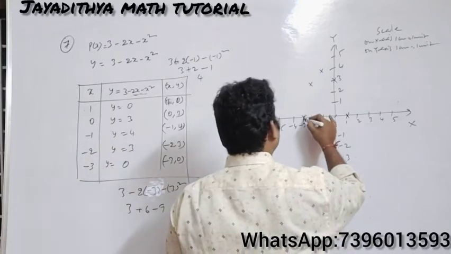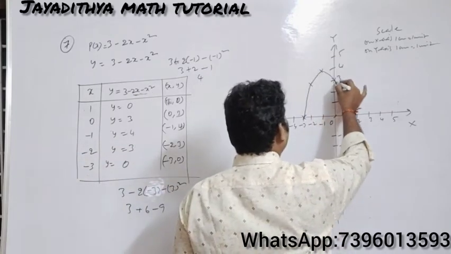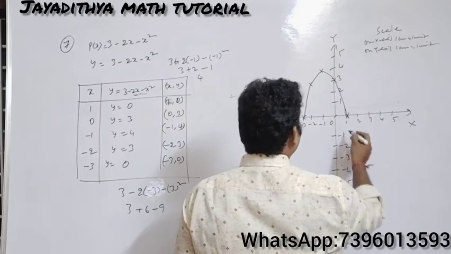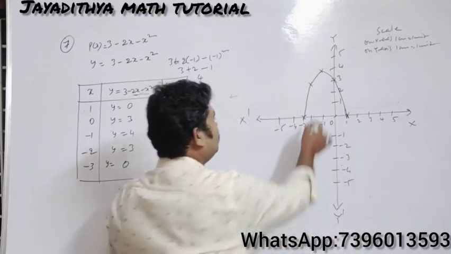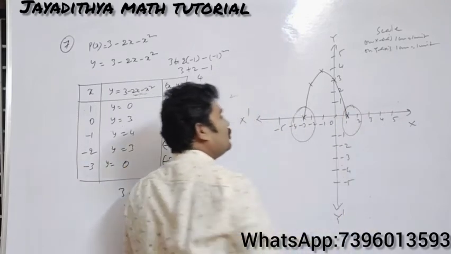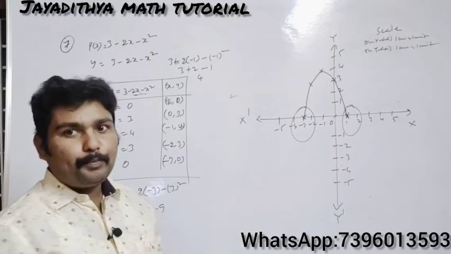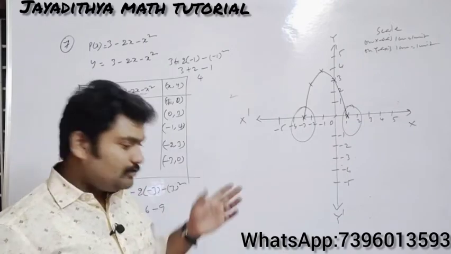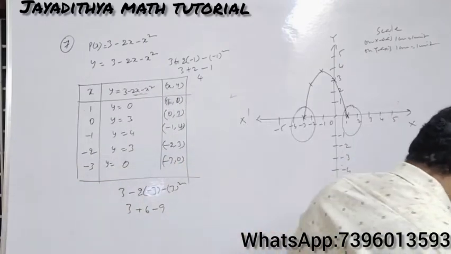So if you join all those points with a freehand curve, you will get the graph in this manner. So what are the zeros of the given polynomial now? Minus 3 is a zero and 1 is also a zero of the given polynomial. So by taking the values like this, you can find out the zeros.